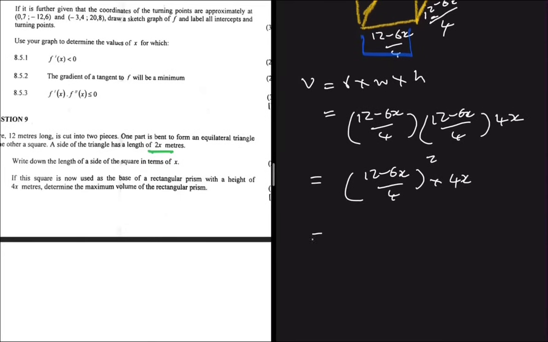So if we have a divided by b, everything to the power 2, this is the same as a to the power 2 divided by b to the power 2. Grade 8 mathematics.